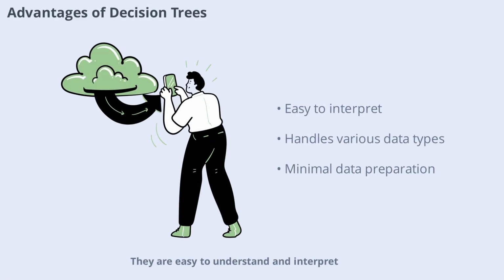Decision trees offer several advantages. They are easy to understand and interpret, even for people without a technical background. The visual structure makes it simple to follow the reasoning behind each decision. Decision trees can handle both numerical and categorical data, making them versatile for many applications. They also require little data preparation compared to other methods. These strengths make decision trees a popular choice for many real-world problems.